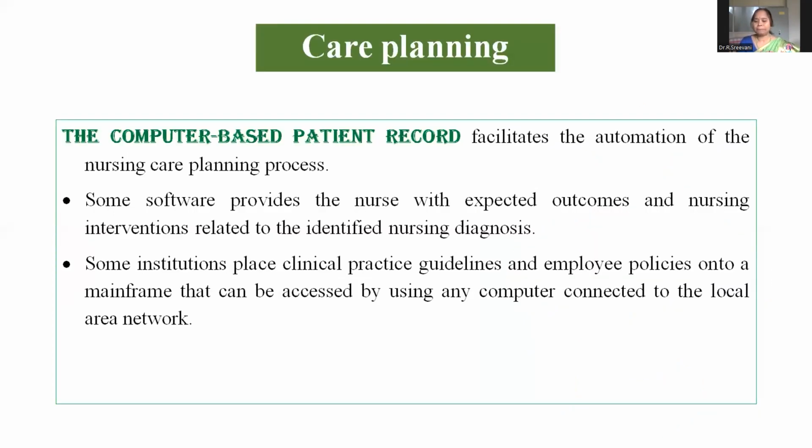Now for care planning, to facilitate the automation of the nursing care process. In care planning, we usually choose the best option, whichever is more important. Some software even provides the expected nursing outcomes. If you select that care plan, what is the expected outcome? Will it be suitable for our patient or not? We can judge and go ahead. Some institutions also have practice guidelines for each nursing problem.